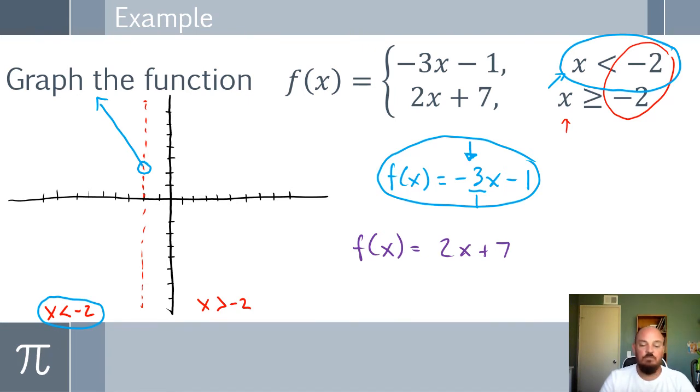And I'm going to graph that line. Just do the whole thing for now, just like we did before. The y-intercept this time is +7, so I'm going to count up. 1, 2, 3, 4, 5, 6, 7. Put a point right here.